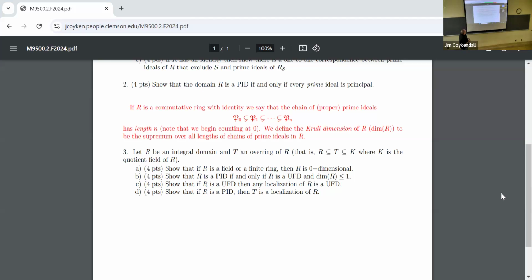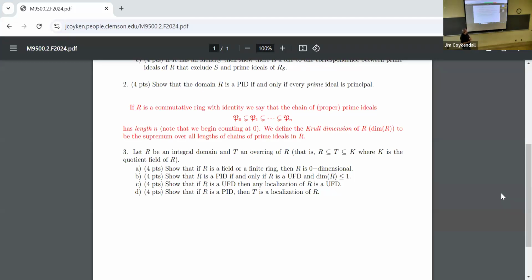Number C, show that if R is a UFD, then any localization of R is a UFD, as per problem 1. So if you have any ring of fractions of a UFD, it's still a UFD. By the way, a theorem that we did just a while ago might make this problem pretty easy.